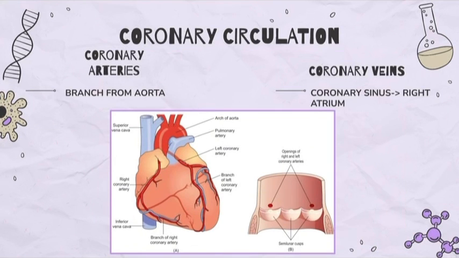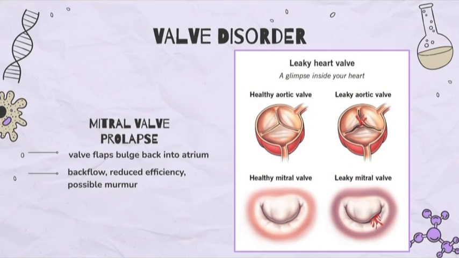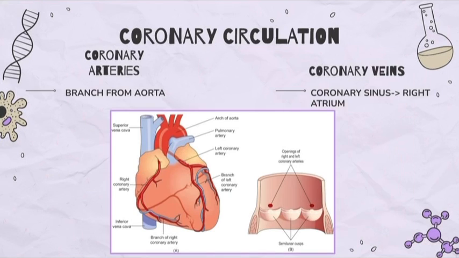The heart also needs its own blood supply, and that's where the coronary circulation comes in. The coronary arteries branch off from the ascending aorta and wrap around the heart. This delivers oxygen-rich blood to the myocardium. The coronary veins then collect the deoxygenated blood and drain it into the coronary sinus, which empties right into the right atrium. Without proper coronary blood flow, the heart's muscle cells can die quickly, and this can lead to conditions like angina and a heart attack.